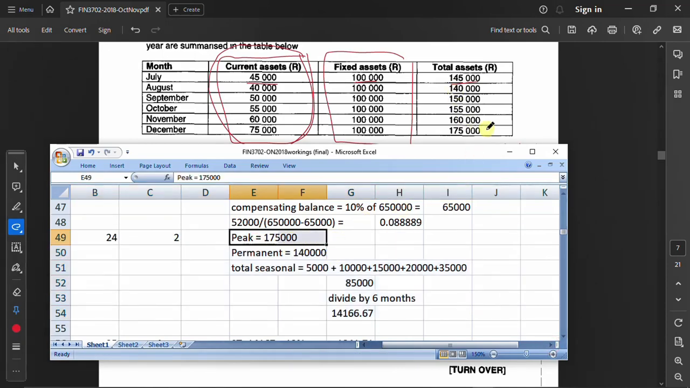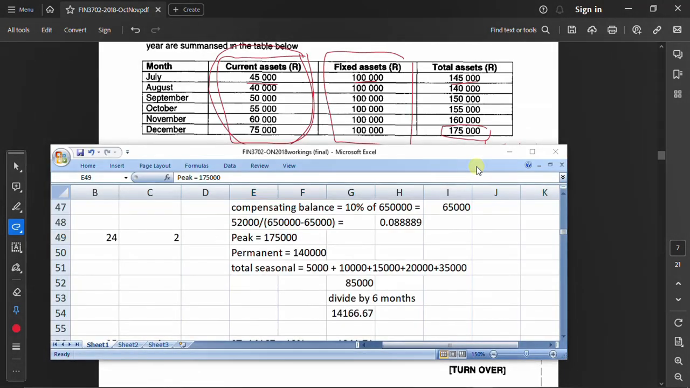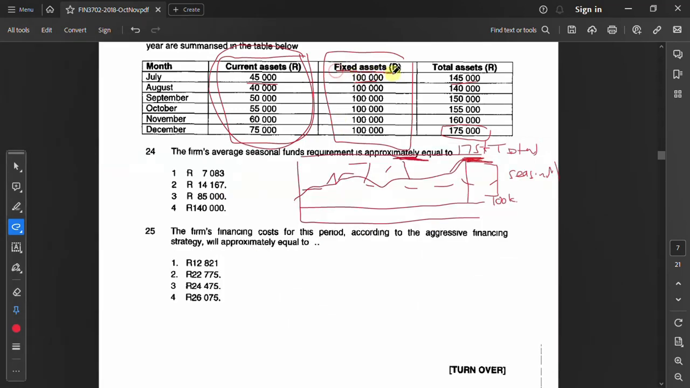Those fluctuations, this is looking at the fluctuation, in other words, the difference. The highest point is the total. So the seasonal bit is those differences. So here, you've got the 45 and the 100 giving you the 145. This is the fixed portion. That's the seasonal bit. So this is what we're looking at.